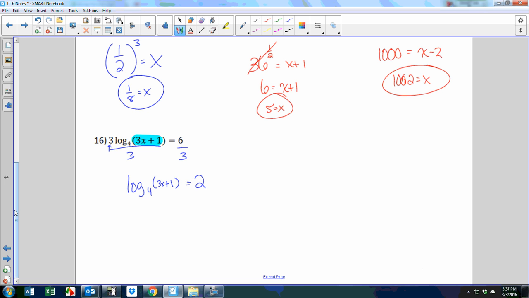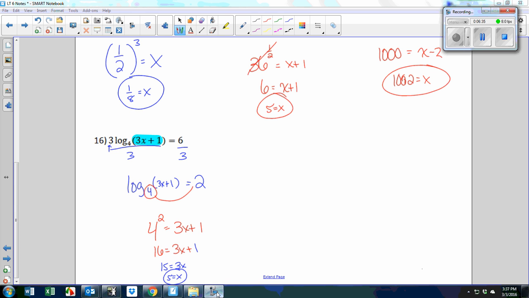And then last one. The log is isolated, so base 4 squared equals the input 3x plus 1. So 16 equals 3x plus 1. If you thought about it long enough, you could figure out what would you triple and add 1 to make 16, and that would be 5. Or you follow your steps: subtract 1 from both sides, divide by 3, x is 5. So, Target 6, Part 2, solving logarithmic equations.